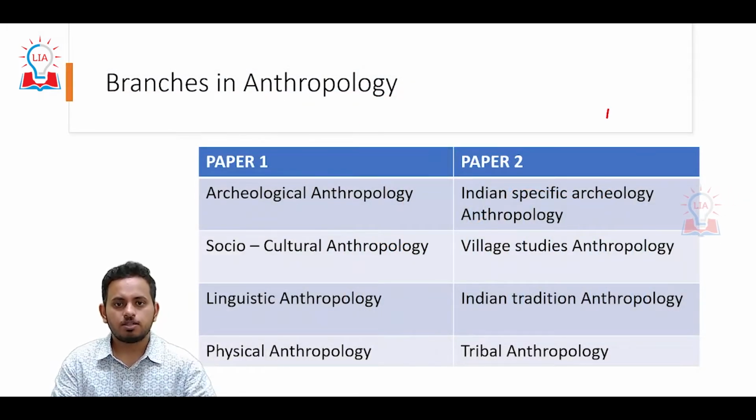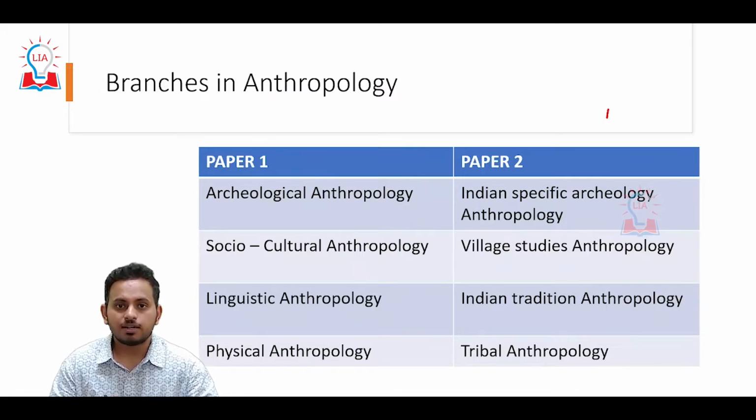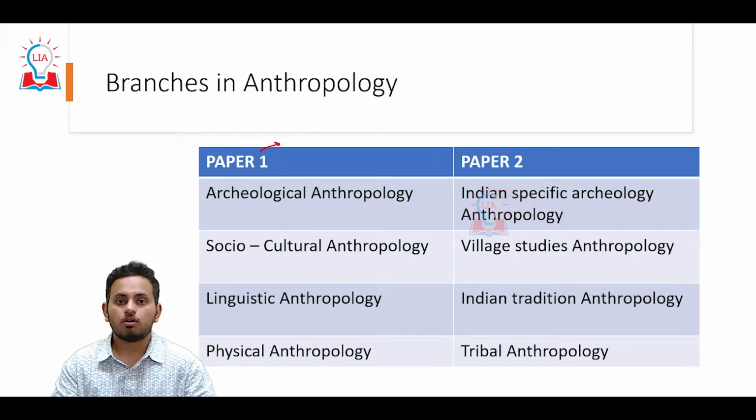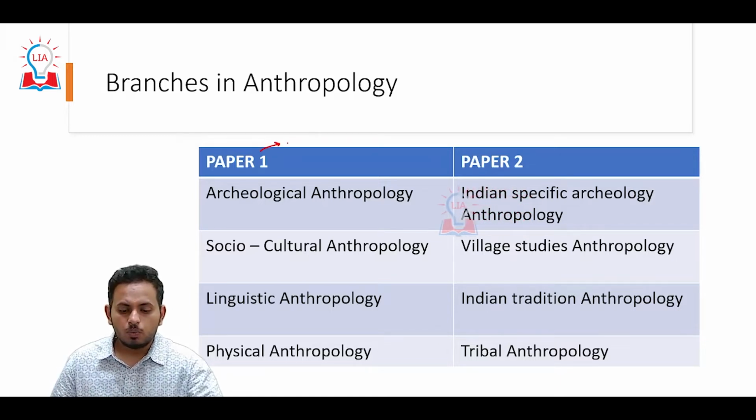Discussing the strategy: how do you go about anthropology as your optional? If you have decided anthropology will be your optional, what to do and how to go about it? You have two papers, paper 1 and paper 2. To make it clearer, paper 1 deals with world anthropology, and paper 2 is India specific anthropology.